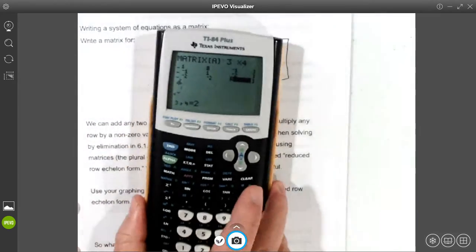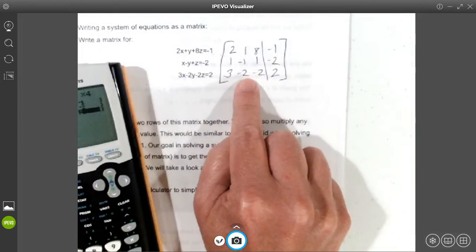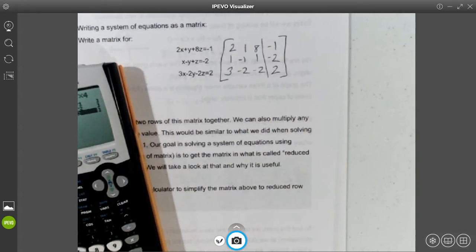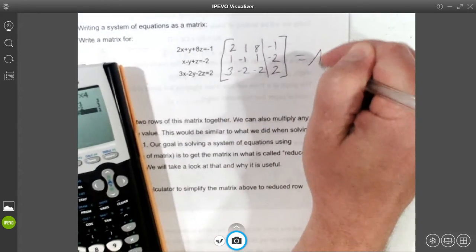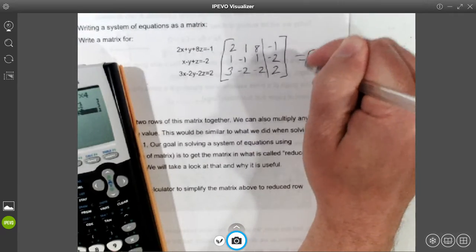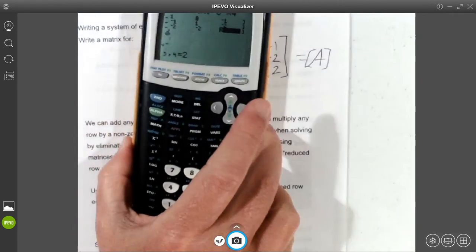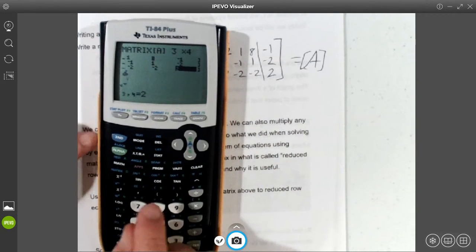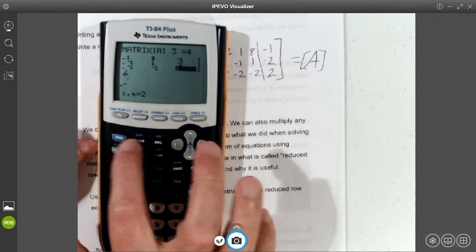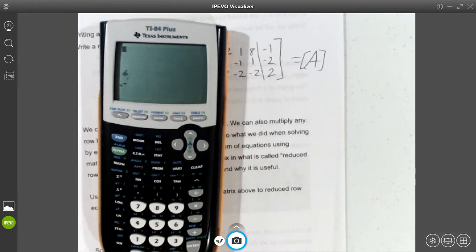Okay, so now I've got that matrix. This is now in my calculator. This is now the matrix called matrix A. All right, we give it a name so we can do some math with it. Now to get out of this, I want to go back to my home screen, and that's always just second quit. So I'm going to hit second quit, and that takes me back to my home screen. Okay, now we've got that matrix in our calculator.